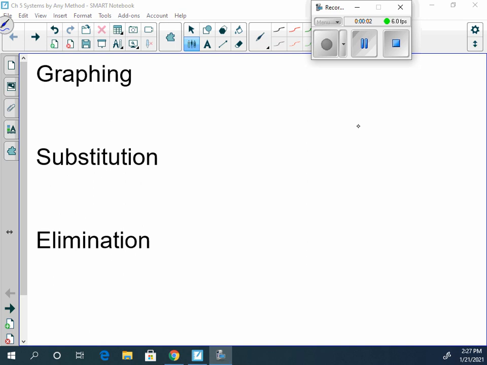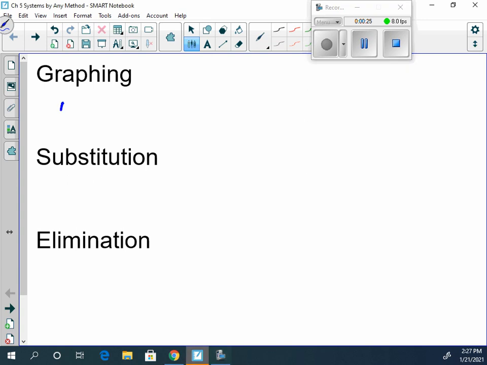All right, so far in Chapter 5 we've been solving systems of linear equations by graphing, substitution, and elimination, because we've had these three different methods for solving systems of equations. Now, out of the three, some of them work better than others. Some of them have a better or more useful way to solve systems of equations.